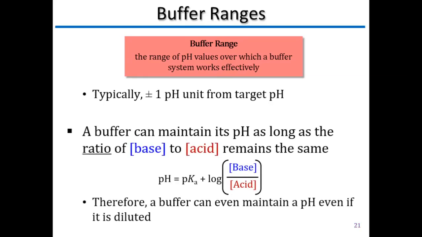Okay, so a buffer can maintain its pH as long as the ratio of the base to the acid remains the same. So if we mess up our log of our base over our acid too much, that's going to affect our pH greatly. So we want to keep those numbers relatively small. So there's a range in which this can work. Therefore, a buffer can even maintain pH if it's diluted. It doesn't matter if I have a very concentrated base or a very diluted base, as long as that ratio stays the same. That's the important thing here. Now, it may be less effective if I dilute it, but the pH will still be the same.